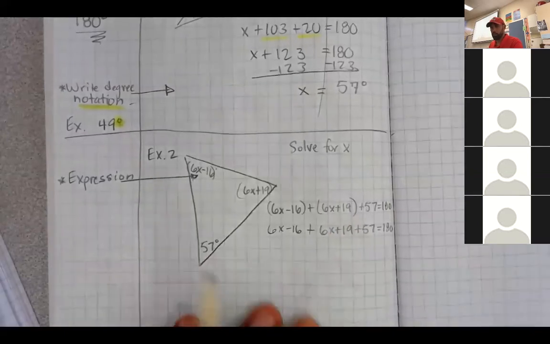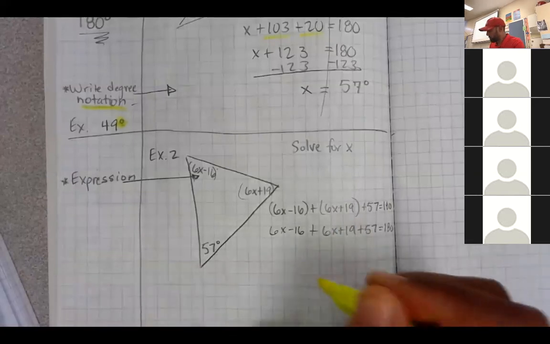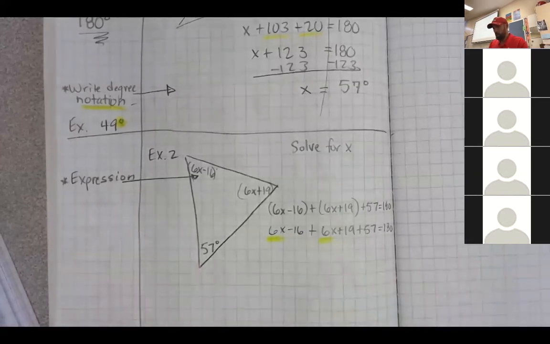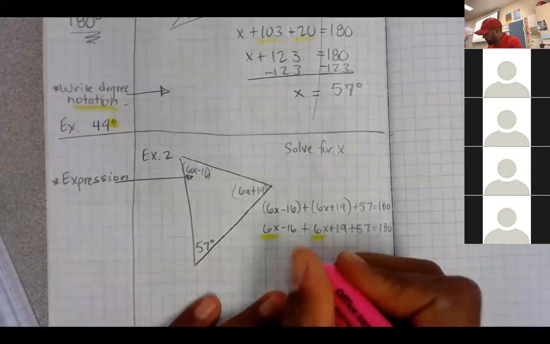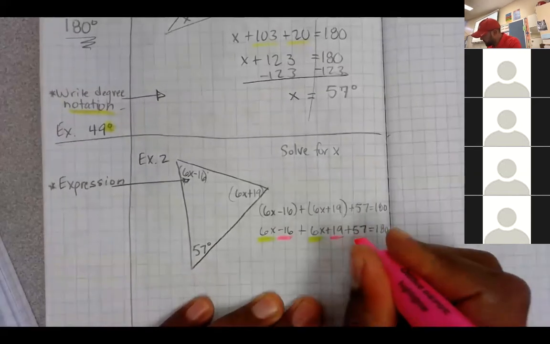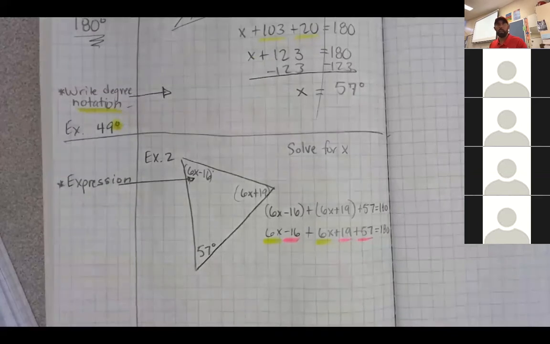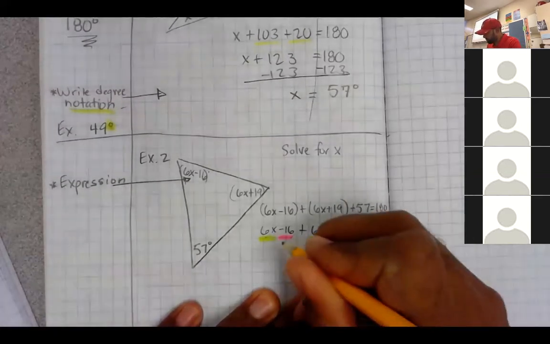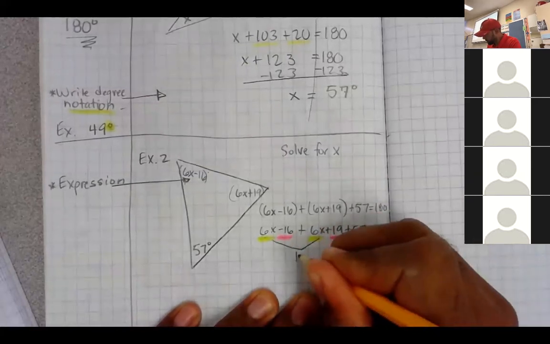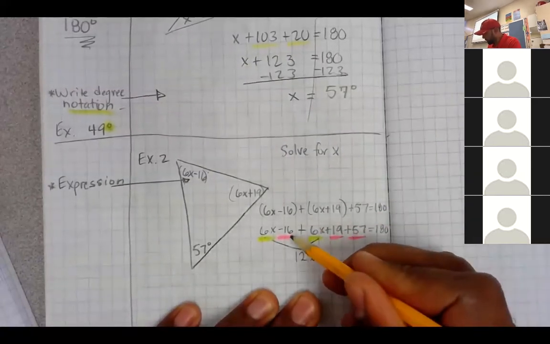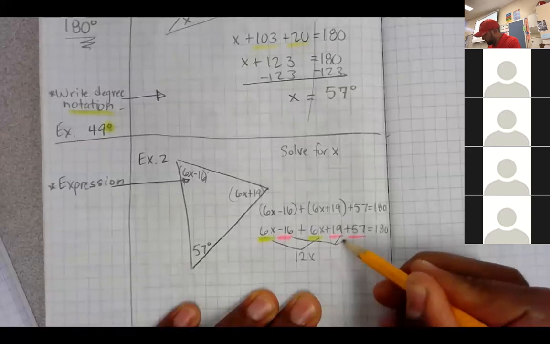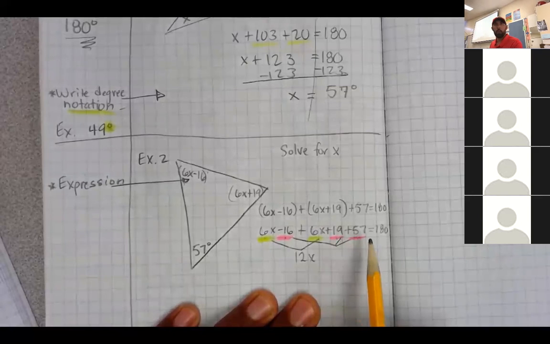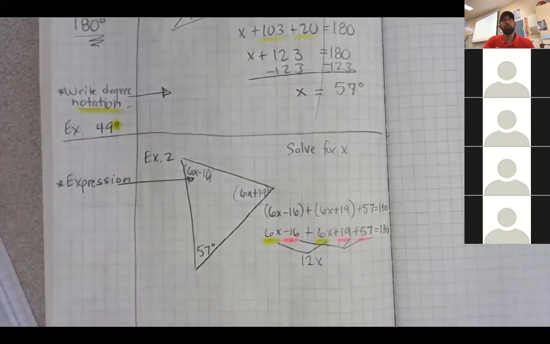Okay, so now here we're going to combine like terms. So x, 6x, and 6x are like terms, but we also have negative 16, 19, and 57 are like terms. So we're going to add all those together. So first, 6x plus 6x, that's 12x. And then negative 16 plus 19 plus 57.